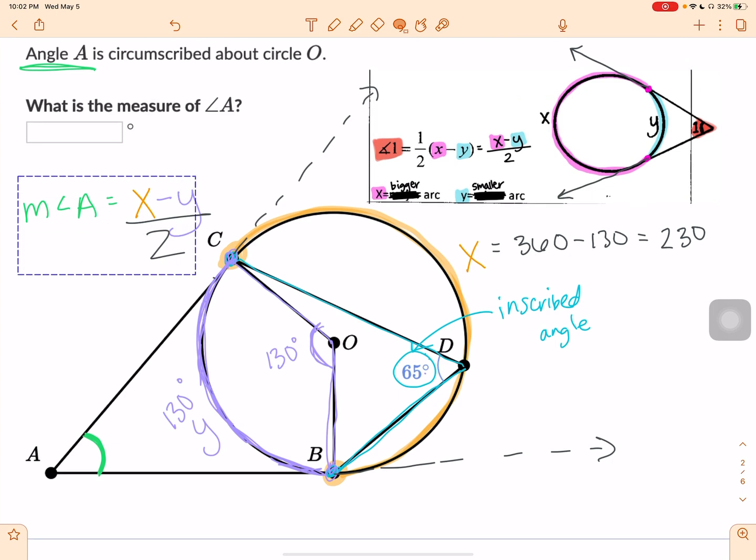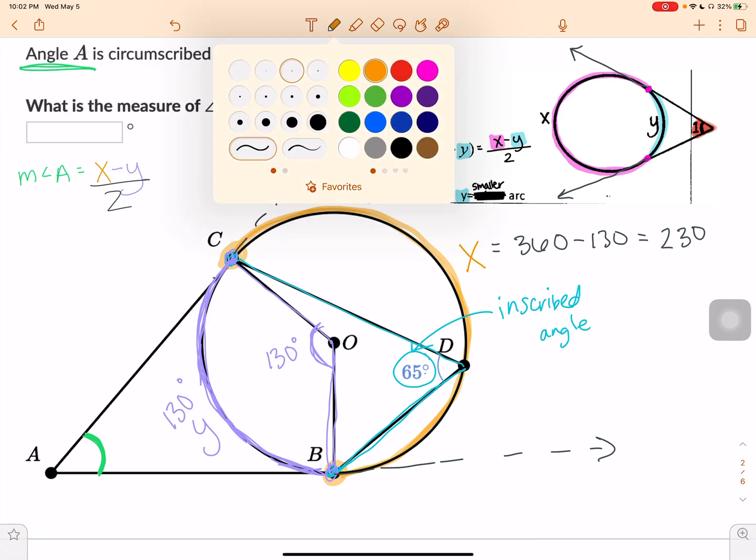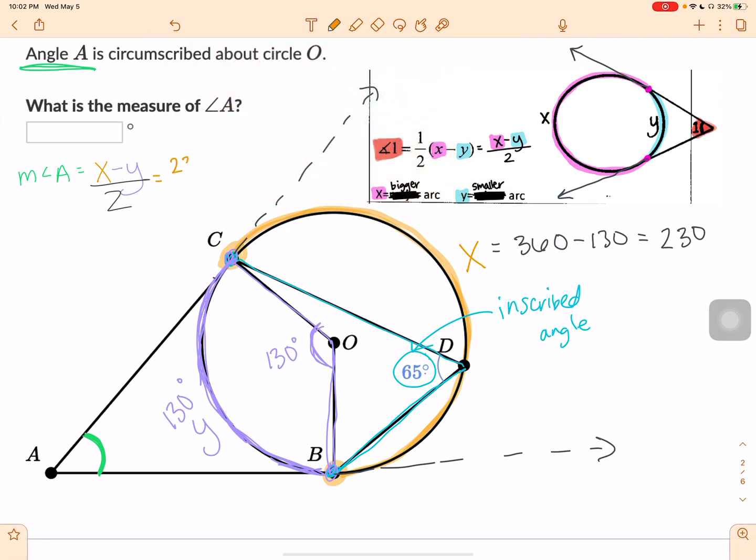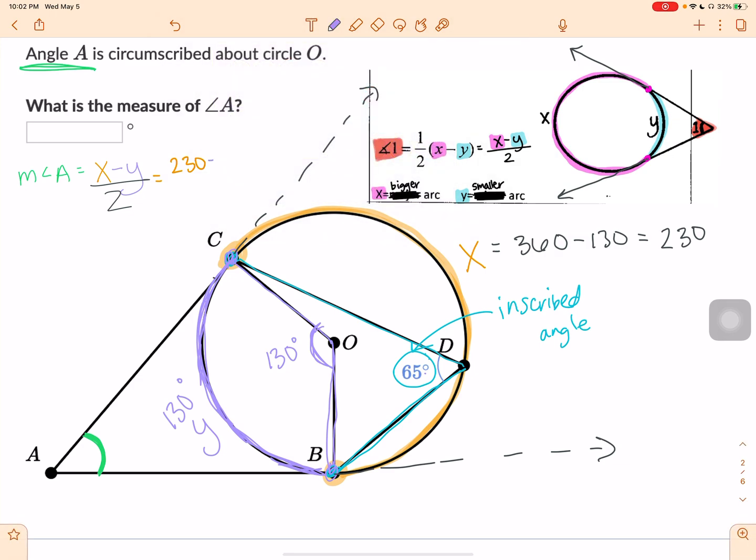And let me just make this all a little bit smaller. If I know X is 230, and I knew that Y was 130, so 230 minus 130 divided by 2 will give me the measurement of angle A. So the measurement of angle A equals 230 minus 130 is 100 over 2 is 50 degrees.